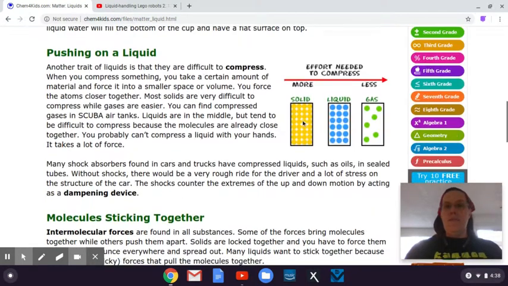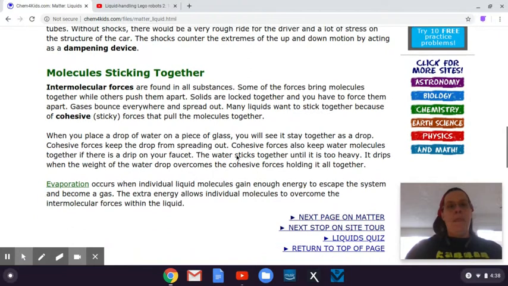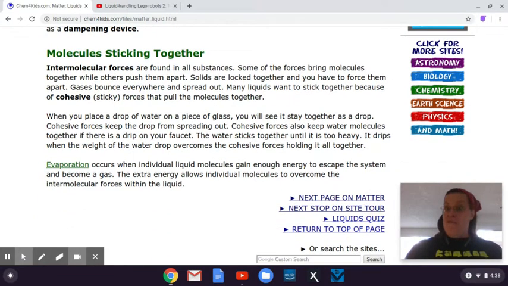As you can see here, solids are more compressed, liquids are a little bit less compressed, and gases are not very compressed at all. Molecules do like to stick together. That's the reason why when you have a cup that's cold inside but it's warmer on the outside, the condensation on the outside of the cup will form into liquid instead of like a weird gaseous kind of thing. So molecules like to stick together. That's pretty much all you need to know about that one.